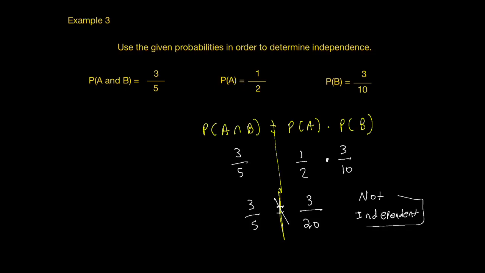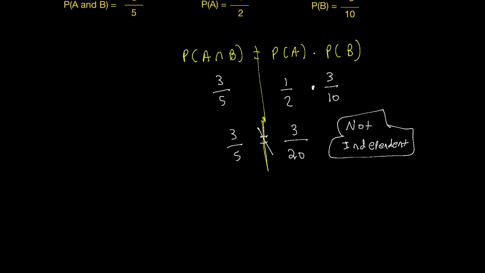Now, if you are very unsure because you hate fractions, you can also put this in a calculator. So 3/5, that's going to be 60%. And then here, 3/20, we get a total of 15%. So you can see how these two do not equal each other.